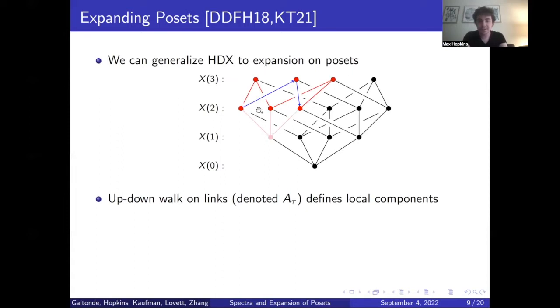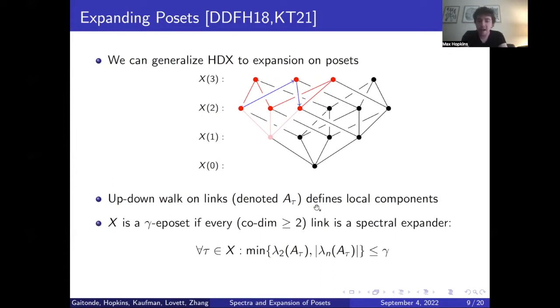Basically, this bipartite thing here gives you a bipartite form of a graph. You take the up-down walk on it. This gives you some sort of underlying weighted graph or random walk, and we can talk about its expansion. And so basically, we call this complex an expanding poset if every restriction, if every link, the up-down walk is a good spectral expander.